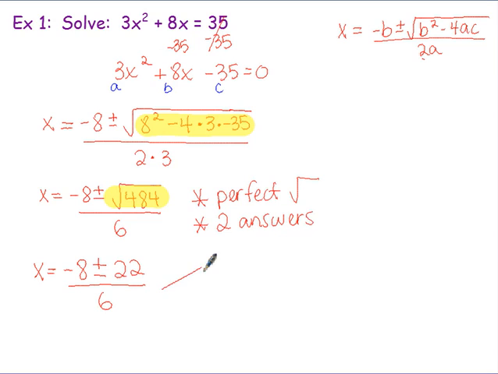So, I am going to split my problem up. I'm going to split it up into -8 plus 22 divided by 6 and -8 minus 22 divided by 6.